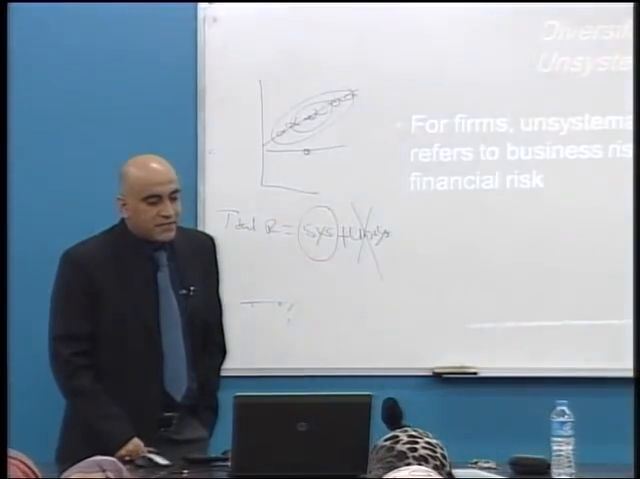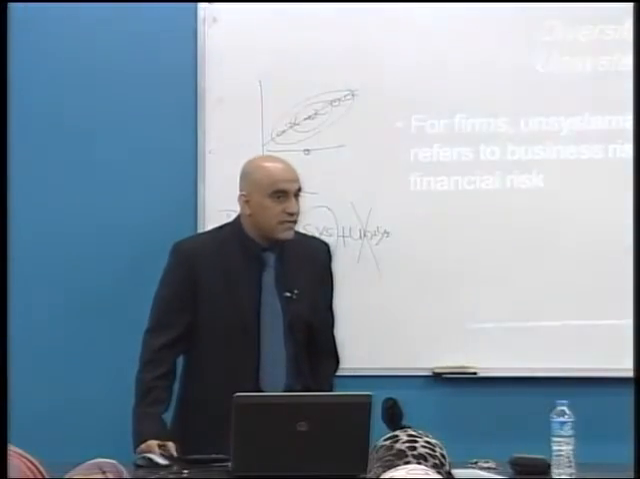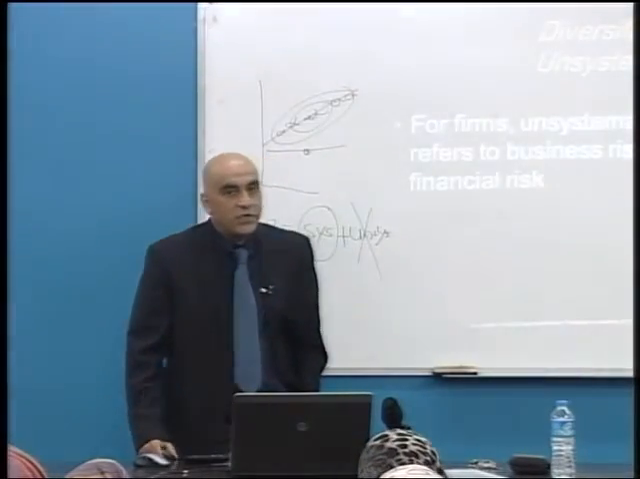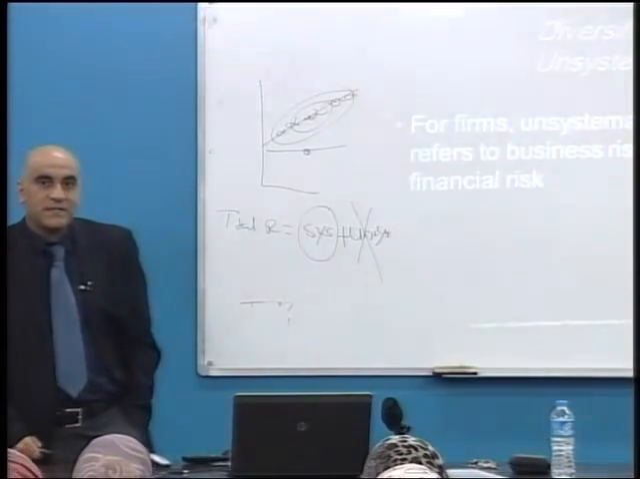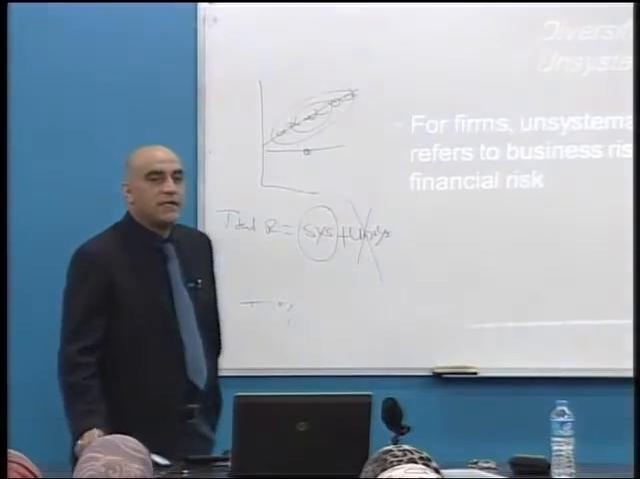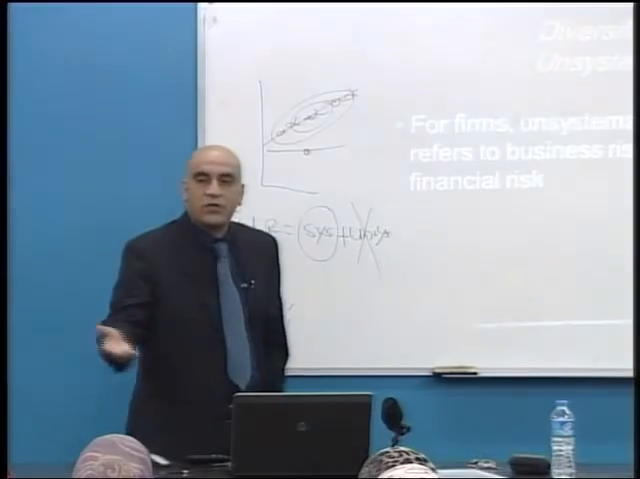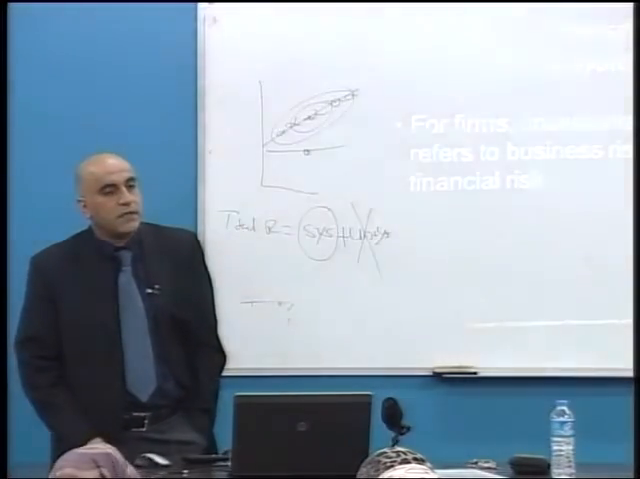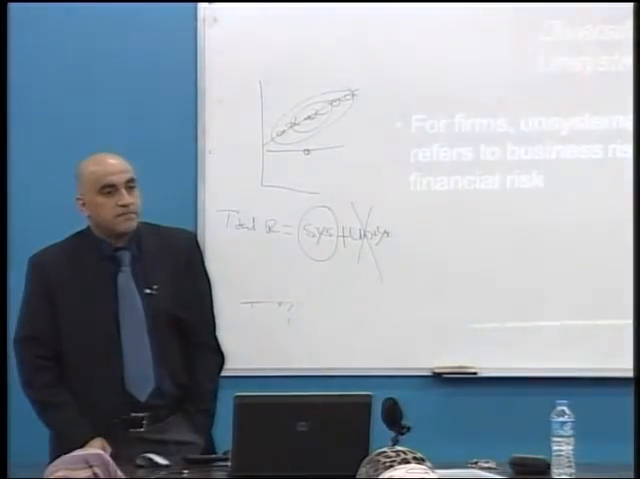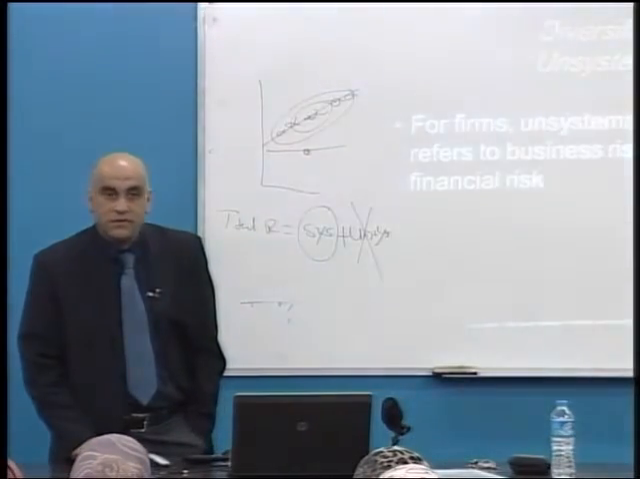For firms, unsystematic risk refers to business risk and financial risk. When I say business risk, we talk about the business model of the company. Okay? What it means, business model is related, for instance, to the supply chain of the company, marketing, the planning. You're talking about the competition of the business. You talk about the production. The advertising problems related to the business and the business model.